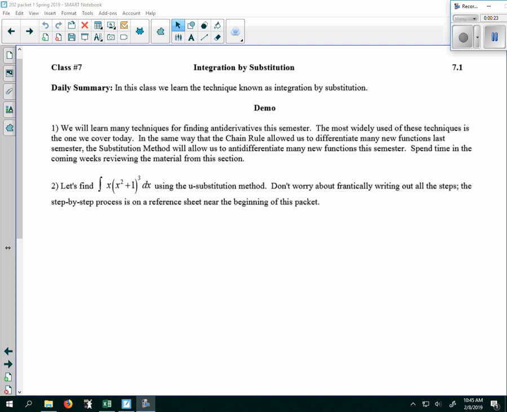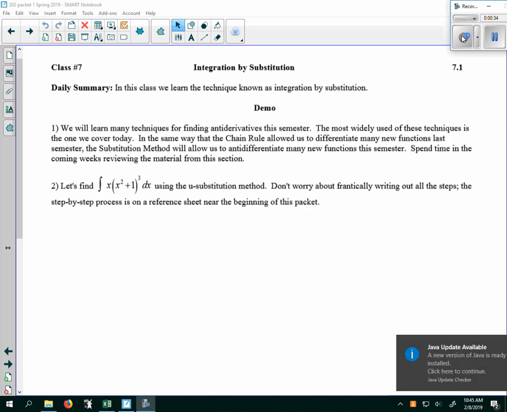In the same way that the chain rule allowed us to differentiate many new functions last semester, the substitution method will allow us to anti-differentiate many new functions this semester. So spend time in the coming weeks reviewing the material from this lesson.